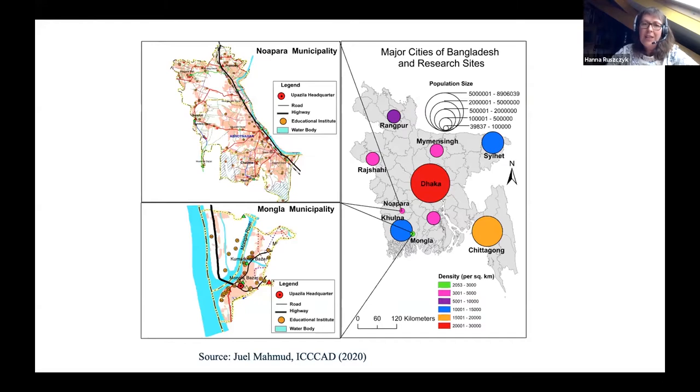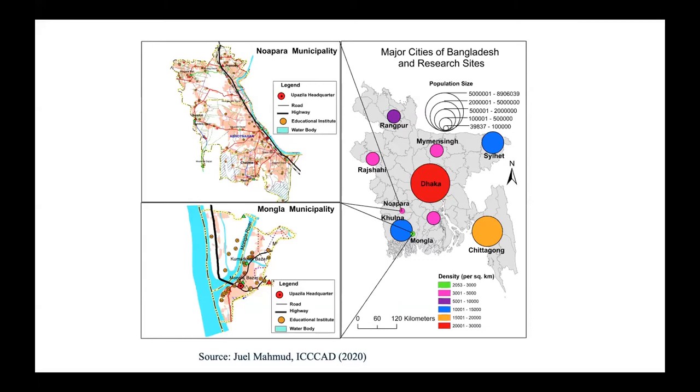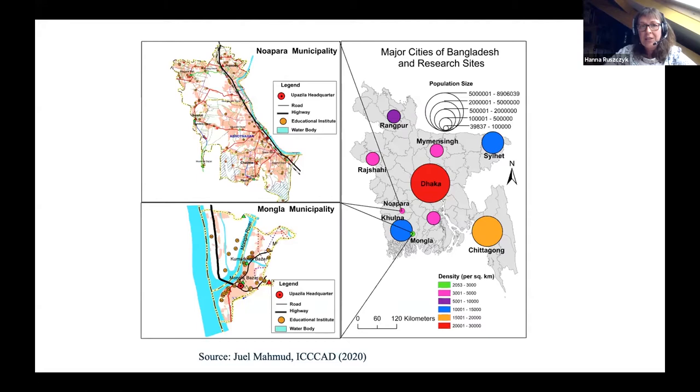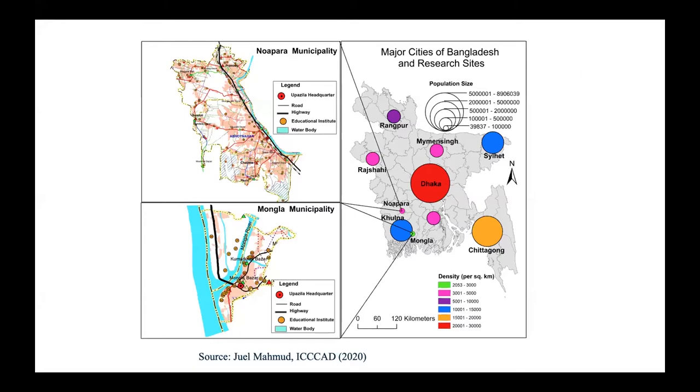Our research is in small cities. So this is a map of Bangladesh with highlighted the largest seven cities. And then for comparison, these are our two project sites, Noapara and Mongla, both of which are in the southwestern part of Bangladesh. Noapara has about 170,000 people, and it's an important transportation junction for rail, train, and waterways. And Mongla is near the Sundarbans, which are important for climate change mitigation.